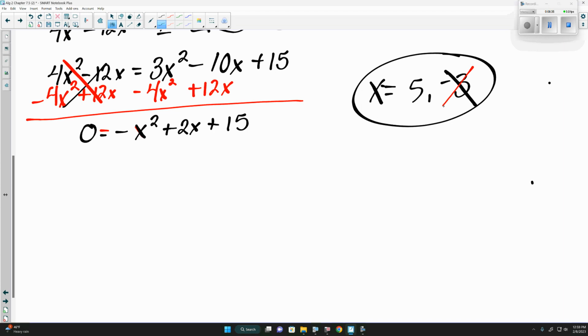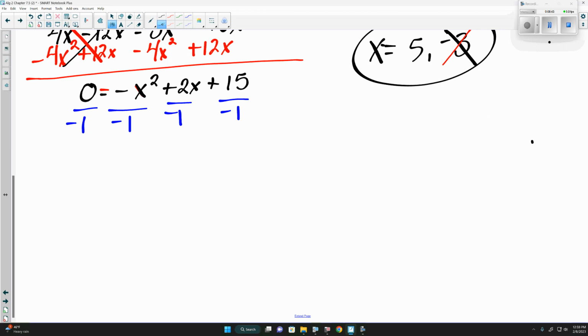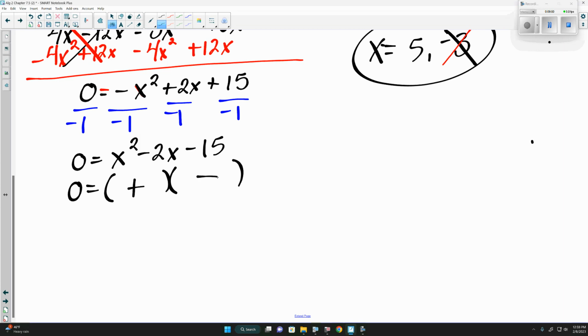Now, if we wanted to factor this, we could have divided everything by a negative 1. That's going to be 0. But all it's going to do is change the signs in front of our terms. And the reason we would do this is to make it easier to factor. Since the 15 is negative, our signs would be opposite.